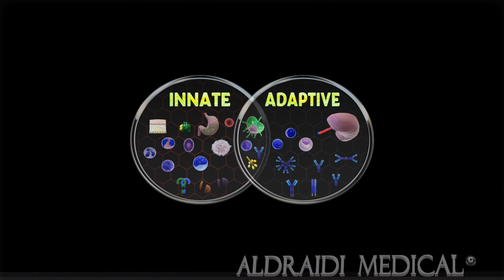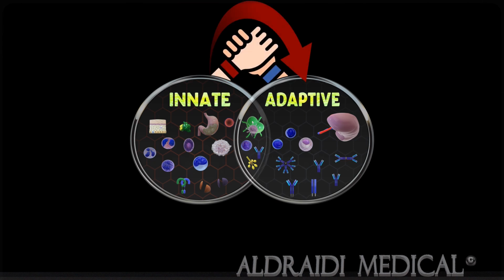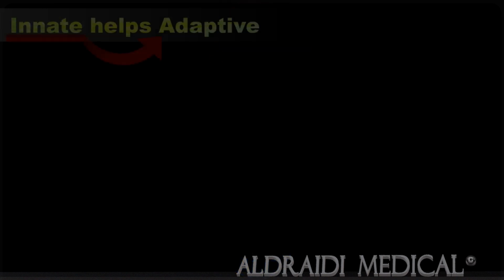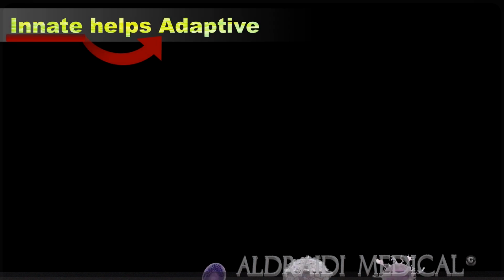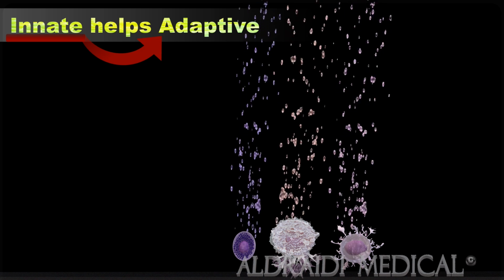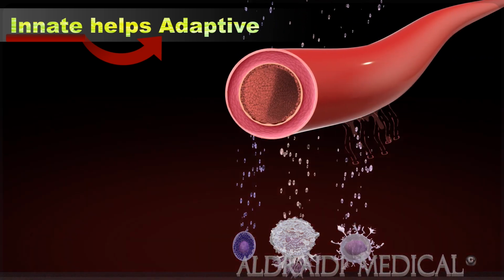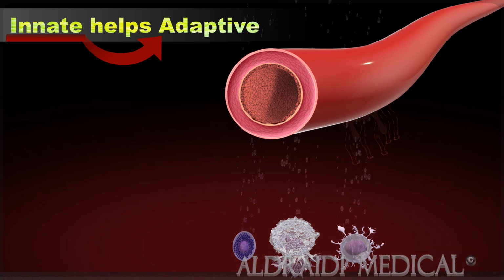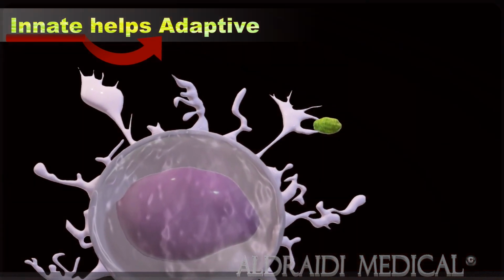So the innate immune response helps the adaptive immunity, and the adaptive immune response also helps innate immunity. Activation of the innate immune response produces signals that are required to stimulate and direct the behavior of subsequent adaptive immune pathways. And the full development of the adaptive response is actually dependent on earlier innate pathways.